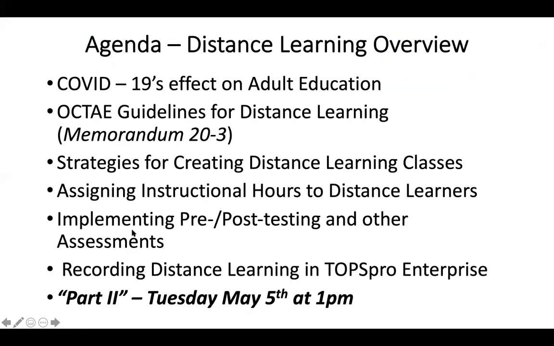So here's the overview, very much the same as the other sessions. Again, I think about half of you have probably done this session before, but obviously COVID-19 has had a huge effect on California, a huge effect on adult ed. There's an OCTE memo we've been covering a lot, memo 20-3. That's the big directive from the feds. They sent it out at the end of March, and very recently, I think last Friday, sent a follow-up to that memo nationwide. So we'll talk a little bit about that.